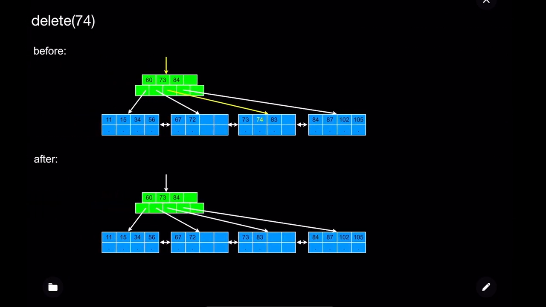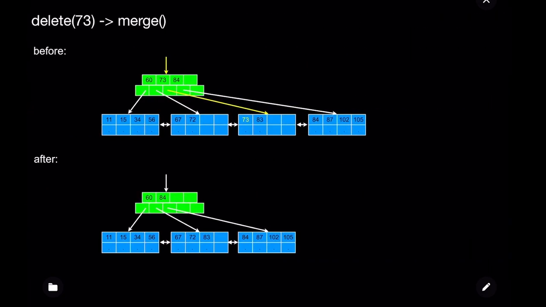So this is the inverse operation, delete 74. So how do you delete 74? You do a find operation again. You run down the tree, find it here, kick it out, and now we're here. So the constraint is still valid. It's half full. Everything is fine. What happens if you do another delete operation?